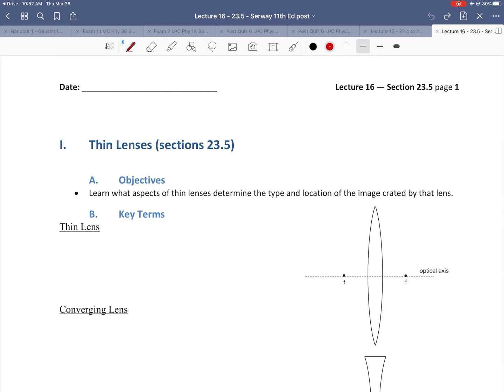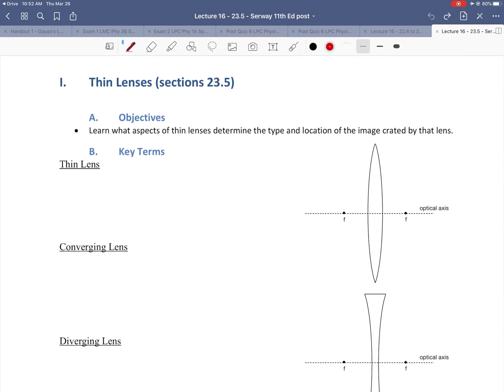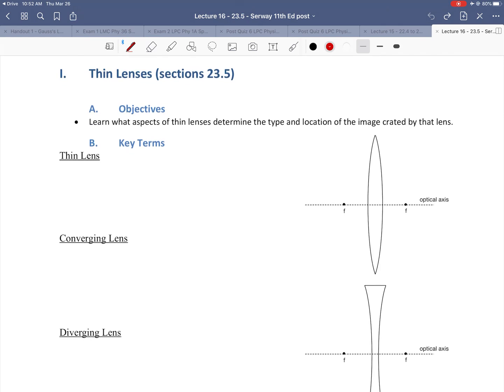So to get started, let's take a look at our objective. Here we have one topic that we're covering, so we have one short objective, and that's simply to learn what aspects of thin lenses determine the type and location of the image created by that lens.